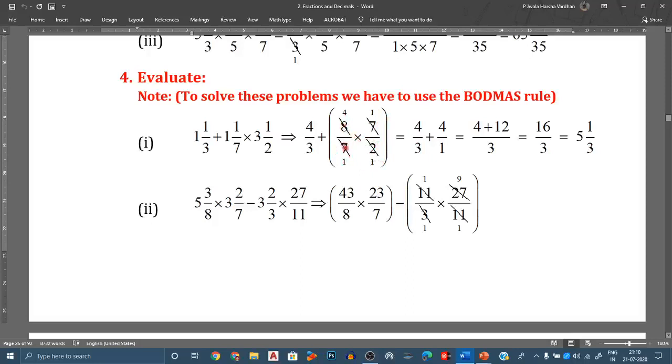Now you can cancel: 7 ones are 7 here, 7 ones are 7 here, 2 ones are 2, 2 fours are 8. Now multiply numerator into numerator and denominator into denominator. So 4 ones are 4 by 1 ones are 1. So now 4 by 3 plus 4 by 1.